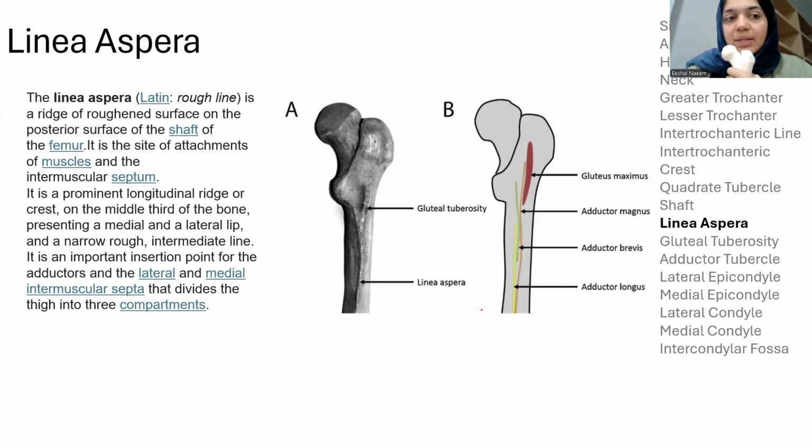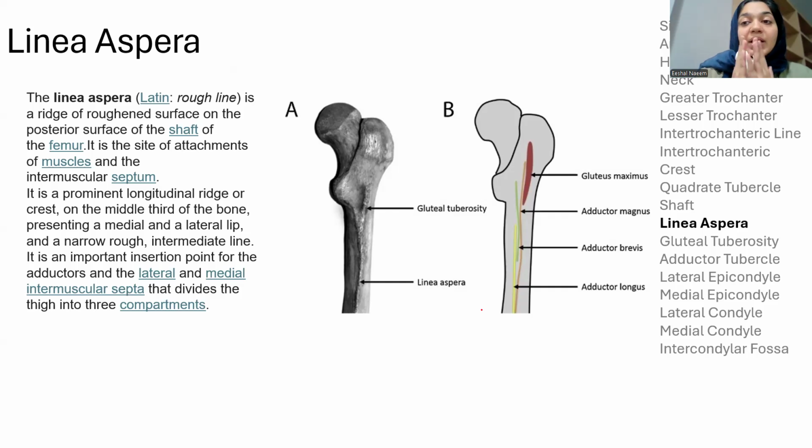Let's just read over it again. The linea aspera is a ridge of roughened surface on the posterior surface of the shaft of the femur. It is the site of attachments of muscles and the intermuscular septum. It is a prominent longitudinal ridge or crest on the middle third of the bone, presenting a medial and a lateral lip, with a narrow, rough intermediate line. It is an important insertion point for the adductors and the lateral and medial intermuscular septa that divide the thigh into three compartments. This is basically done by the medial and lateral septa.